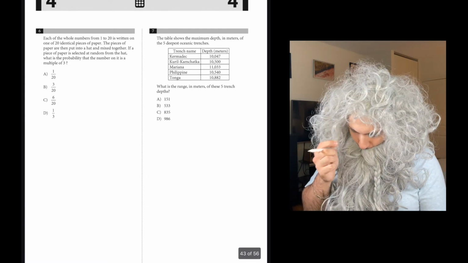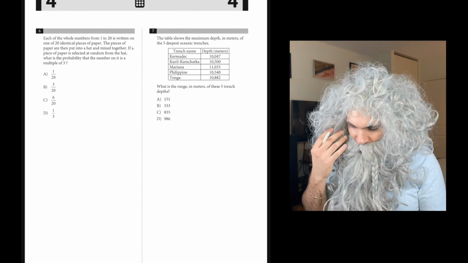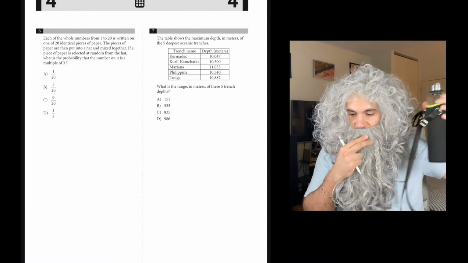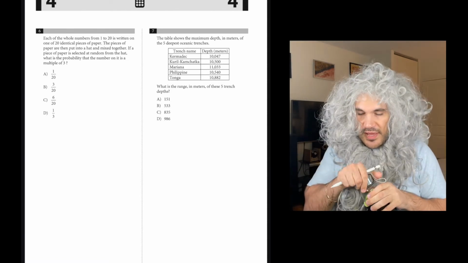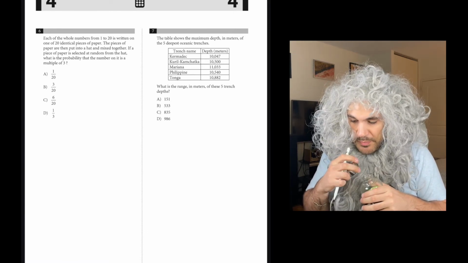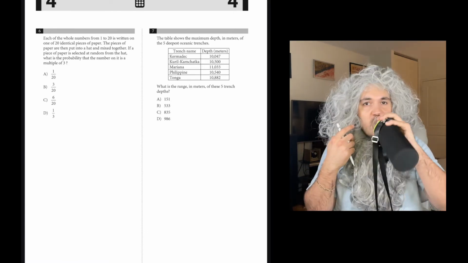Number 6. Each of the whole numbers from 1 to 20 is written on one of 20 identical pieces of paper. They're then put in a hat and mixed together. Okay. One piece is selected at random. What is the probability that the number on it is a multiple of 3?